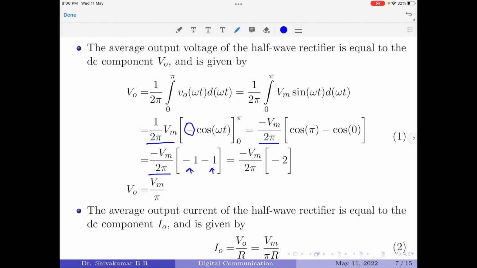So this simplifies to V naught equal to Vm divided by pi. This is the value of the average output voltage for a half wave rectifier.